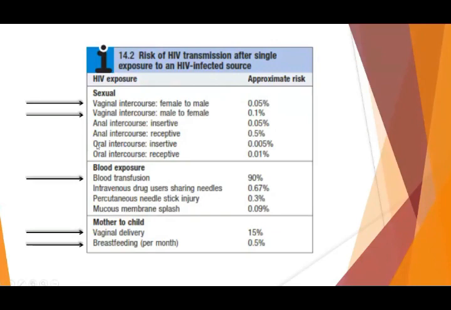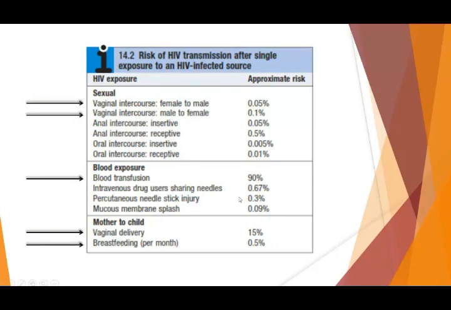Vaginal intercourse and blood exposure are very important, and the vertical mode. So anal intercourse has higher risk than vaginal intercourse, and may reach 2.5% in the receptive type.